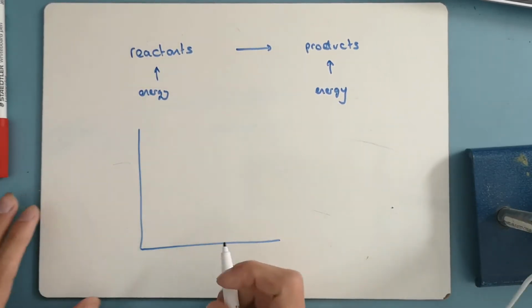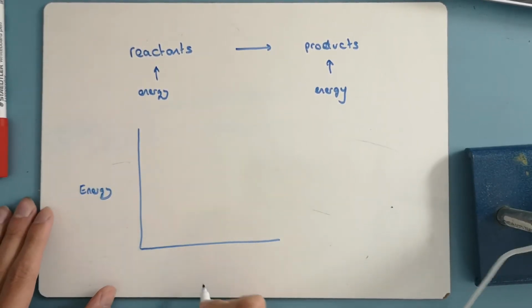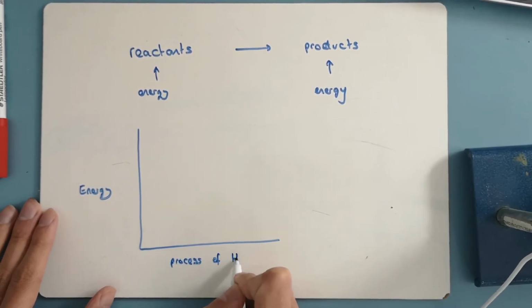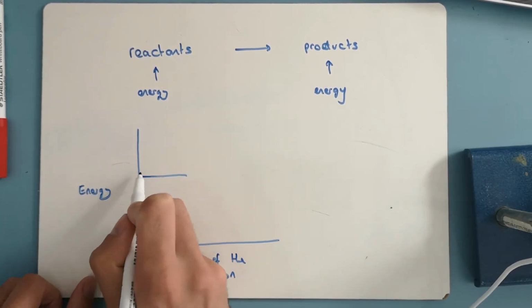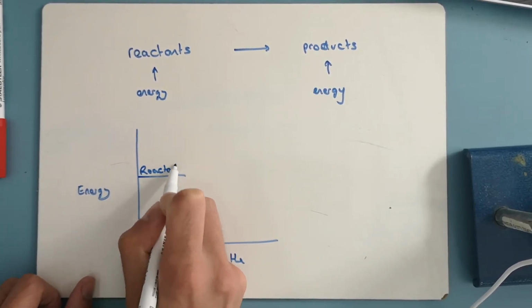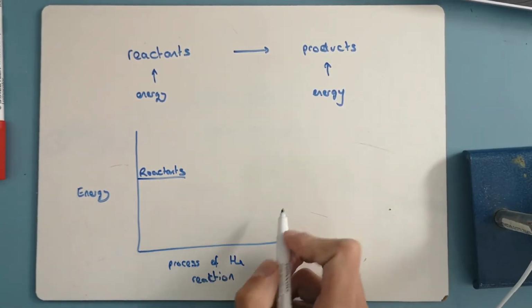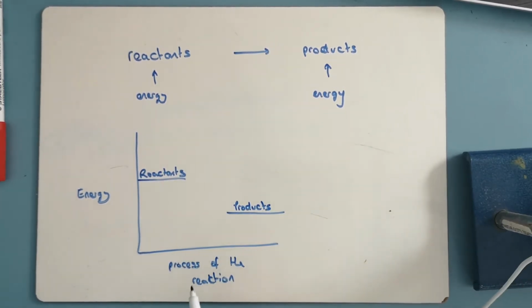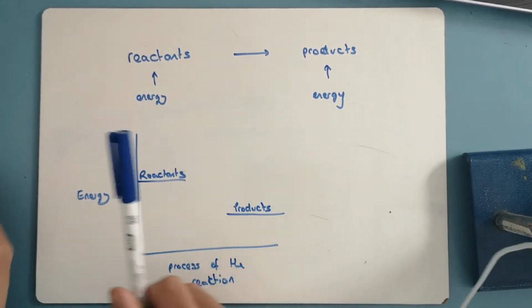So on our enthalpy profile diagram, I'm just going to have up this side an energy value. And then along the bottom, I'm going to have just the process of the reaction. So as I said, we could have a specific amount of energy for our reactants. So I'm just going to put that at this height. So they're my reactants, and they've got this amount of energy. Now if the products have lower energy, so this is less energy, then we've got an exothermic reaction.